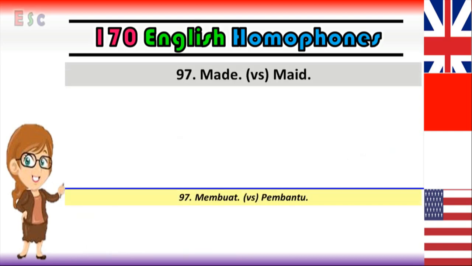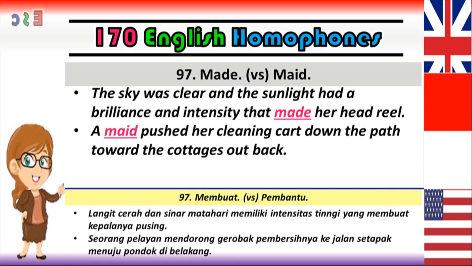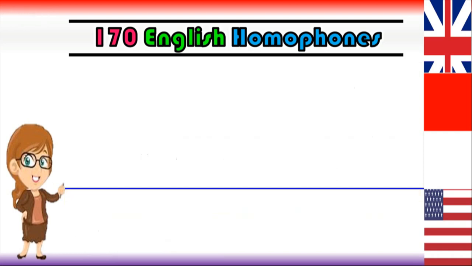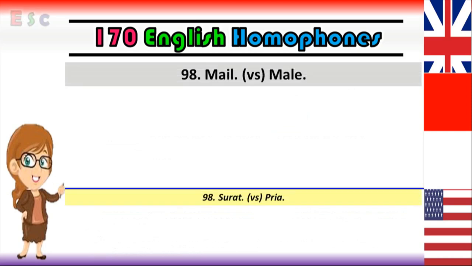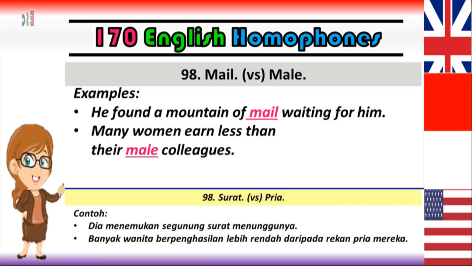97. Made versus maid. Examples: the sky was clear and the sunlight had a brilliance and intensity that made her head reel. A maid pushed her cleaning cart down the path toward the cottages out back. 98. Mail versus male. Examples: he found a mountain of mail waiting for him. Many women earn less than their male colleagues.